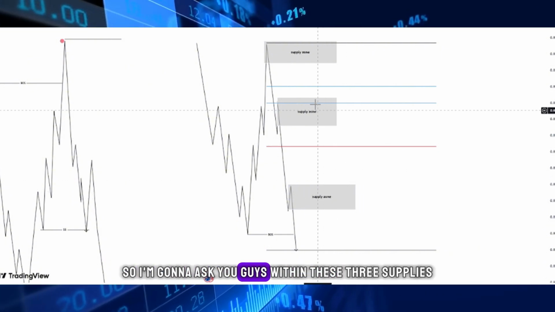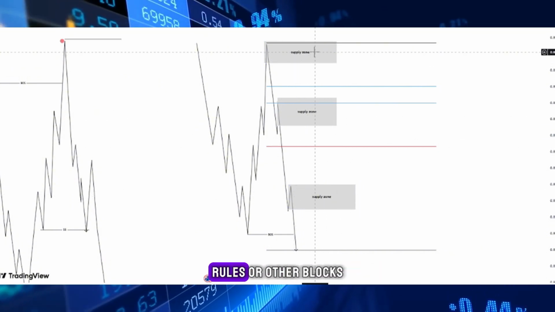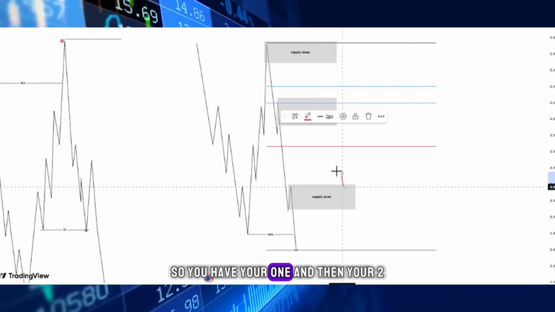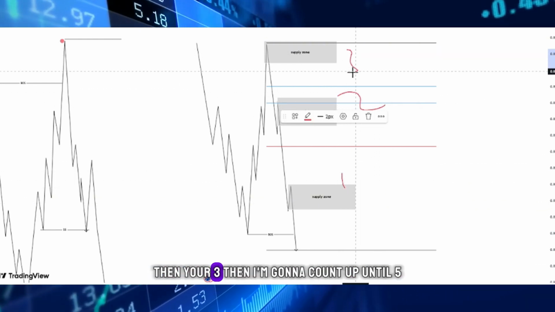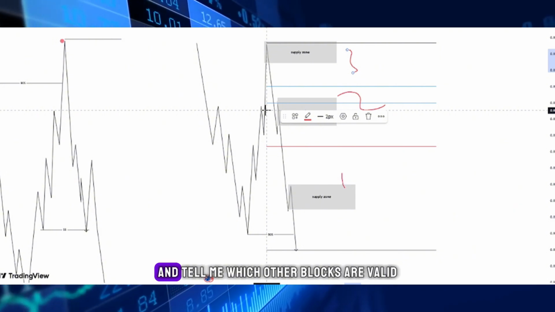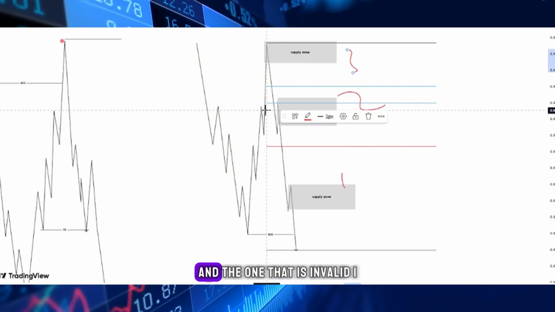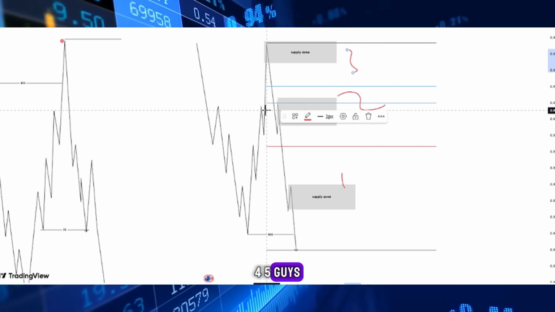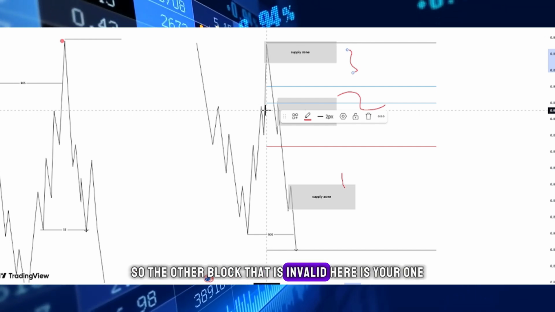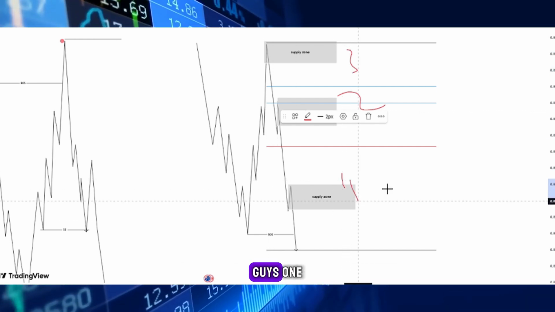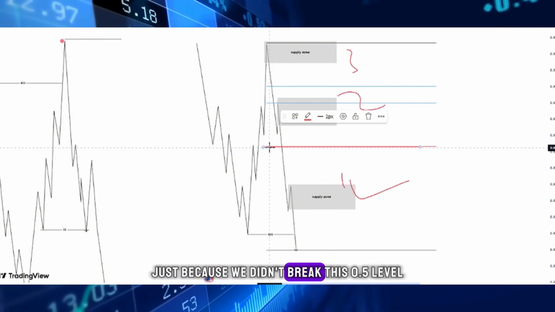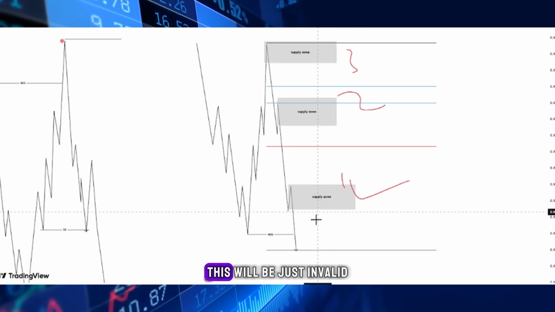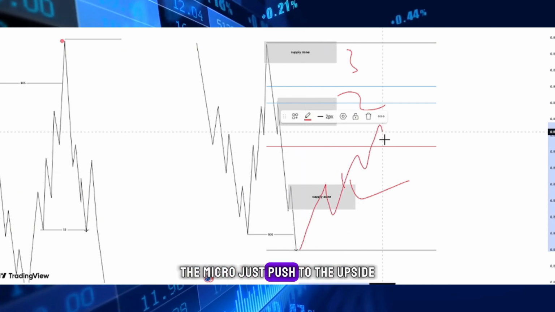So I'm gonna ask you guys, within these 3 supply zones or order blocks, which one is valid and which one isn't valid. So you have your 1, and then your 2, then your 3, and then I'm gonna count up until 5 and tell me which order blocks are valid and the one that isn't valid. 1, 2, 3, 4, 5, guys. So the order block that is invalid here is your 1, guys, just because we didn't break this 0.5 level, and if we didn't break the 0.5 level, this will be just invalid. The market will just push to the upside.